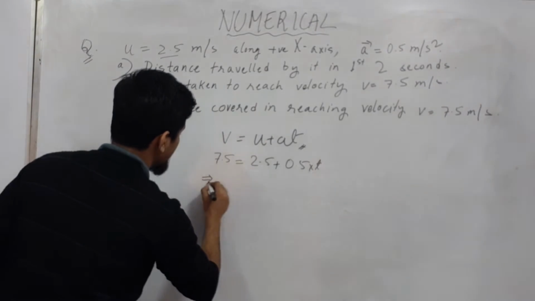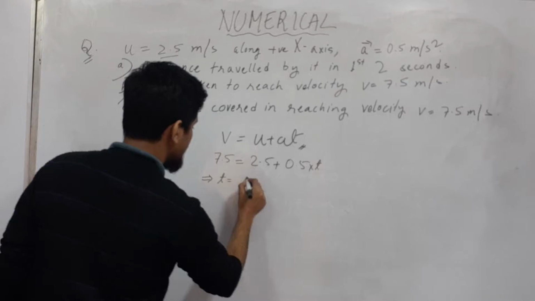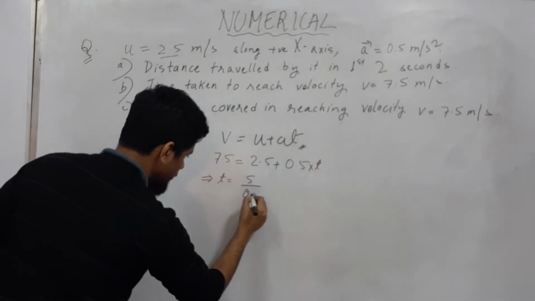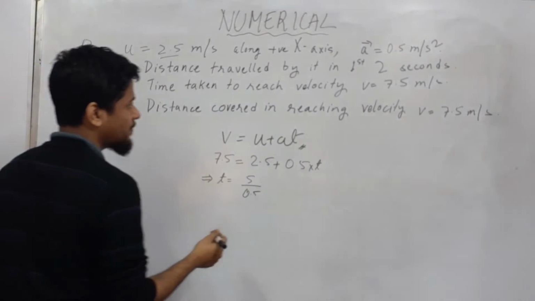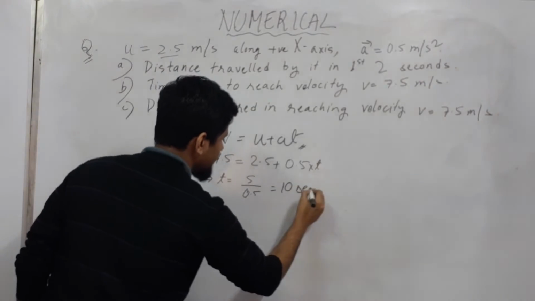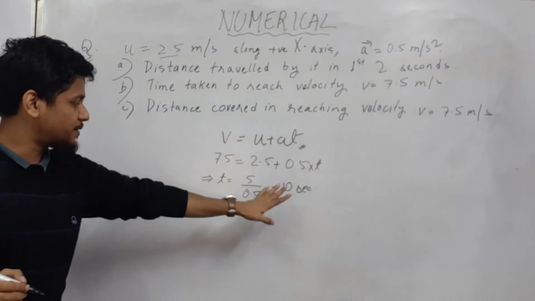So this time will be equal to 7.5 minus 2.5, this will be 5, and this 0.5 will come below. So the time taken to reach the velocity 7.5 meter per second will be nothing but equal to 10 seconds. So 10 seconds is the time taken to reach this much velocity.